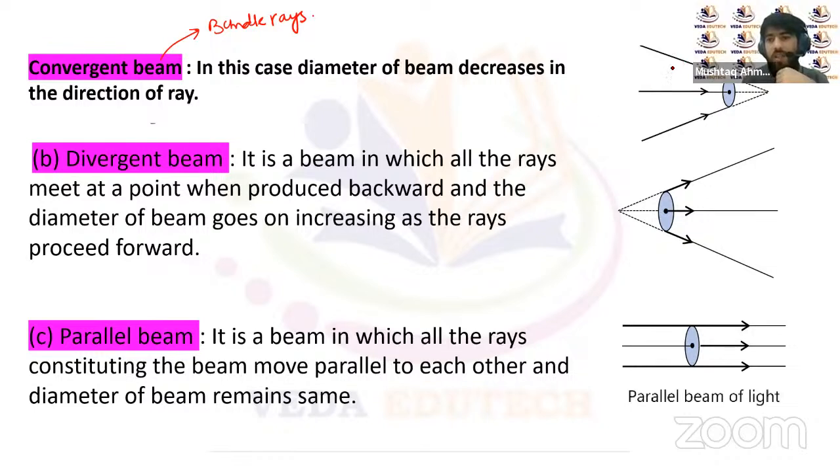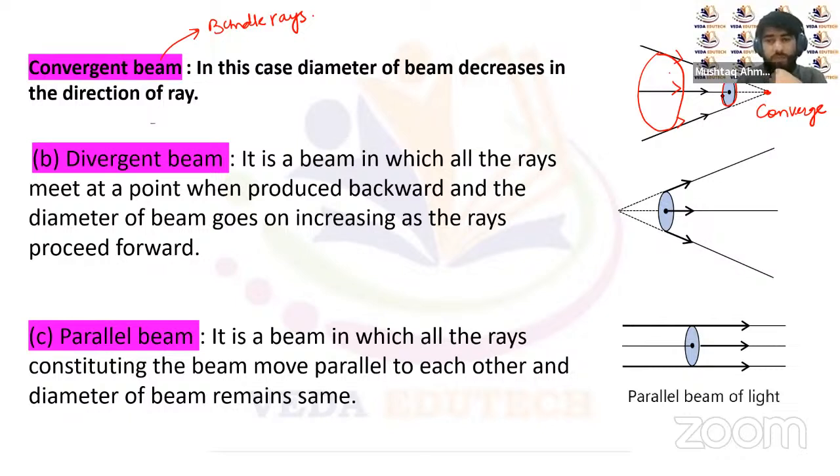You can see here there are three rays. They form the bundle of rays, and you can see they are convergent in nature, because when these rays of light are extended in the forward direction, they will meet at a common point, or converge at a common point. Such a beam of light we call a convergent beam. The diameter of the beam actually decreases in the direction of the ray. You can see the diameter of the beam here, and the diameter of the beam here. Clearly the diameter decreases along the direction of the ray of light.